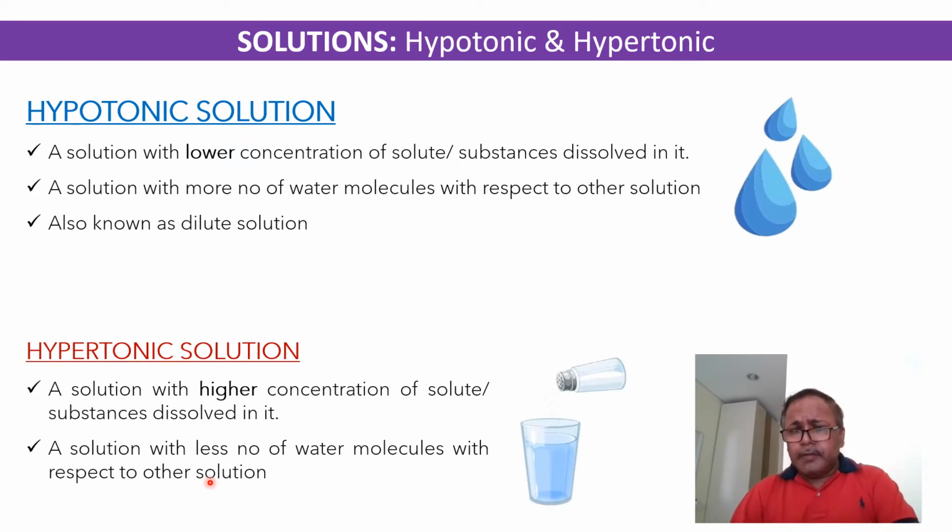Therefore, if you compare soil solution and the cell sap of the root hair, you will find the cell sap is having more solute molecules. Therefore, solvent molecules, that is water molecules, can move from the soil into the root hair. Similarly, from one cell to another, and xylem will take it to the leaf.